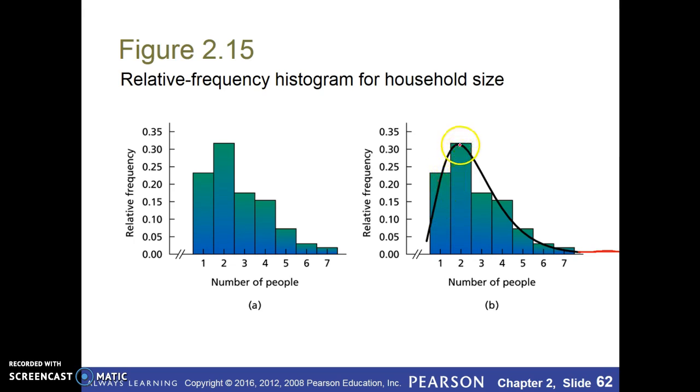It is unimodal because there's one peak in it. Okay, it's not like there's 2 or 3. And it is not symmetrical because it is skewed.